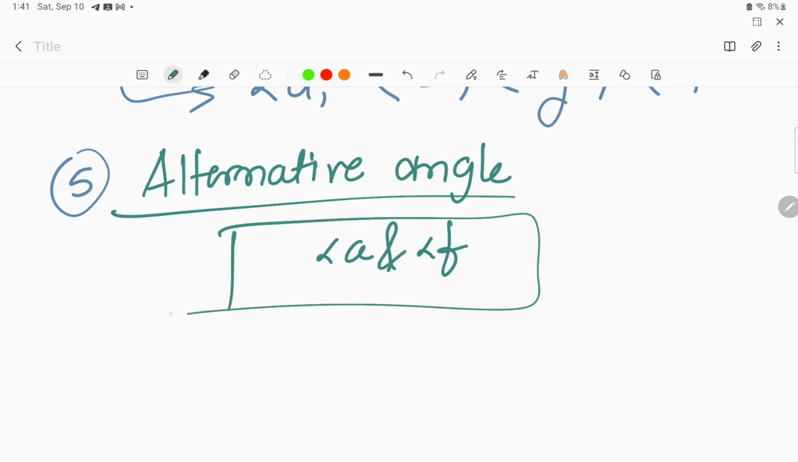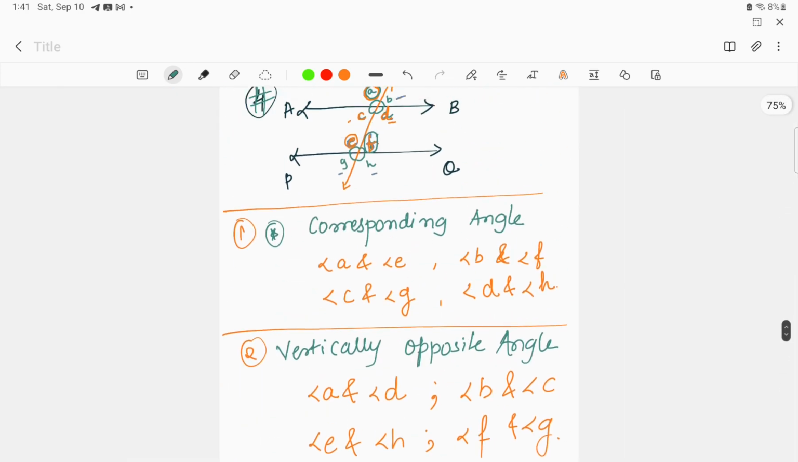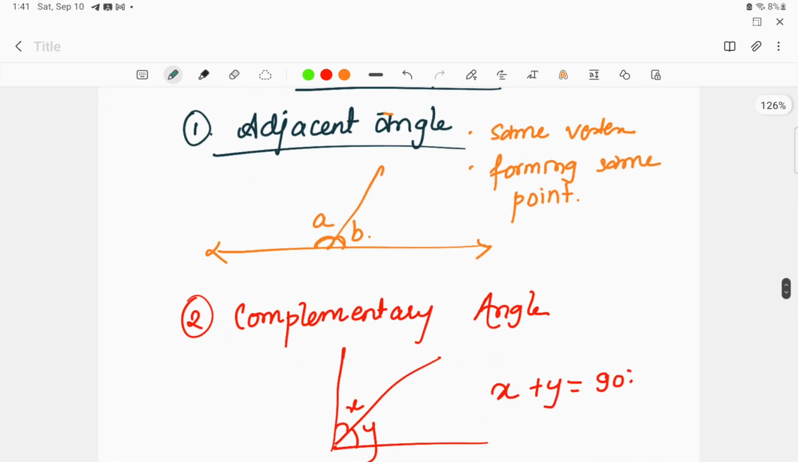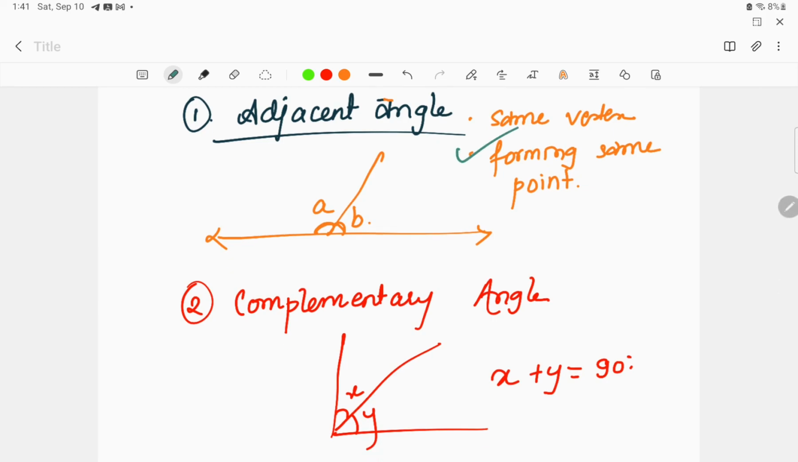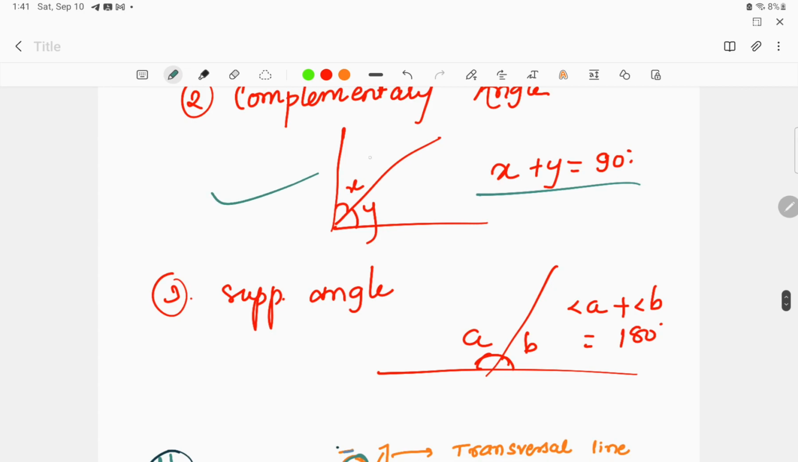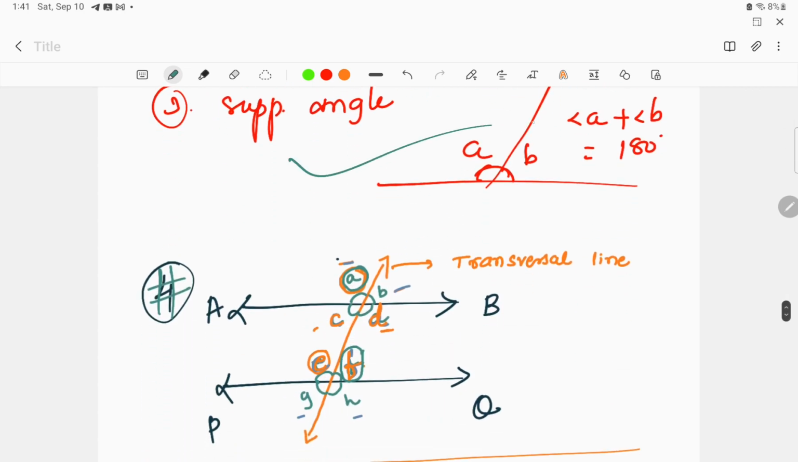So this was all about the angles that we have discussed over here. We have seen the different kinds of angles, like the very first, adjacent angle, the second, complementary angle. In adjacent angle, we saw that they are forming from the same point. In complementary angle, the summation is equal to 90 degrees. I have denoted it diagrammatically over here. Supplementary angles, angle A plus B is equal to 180 degrees.